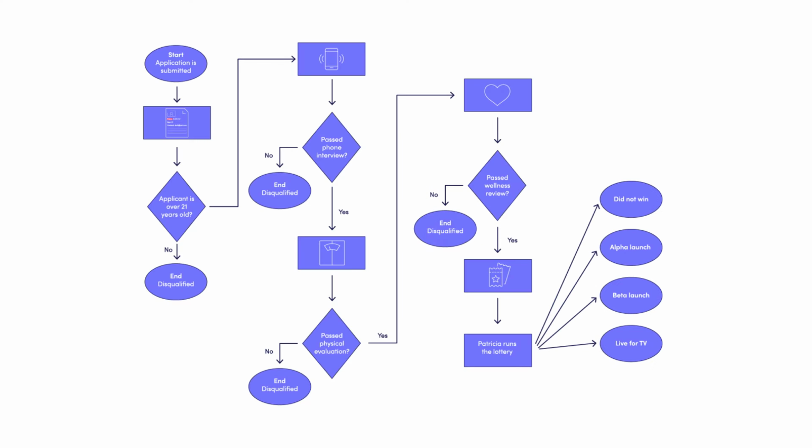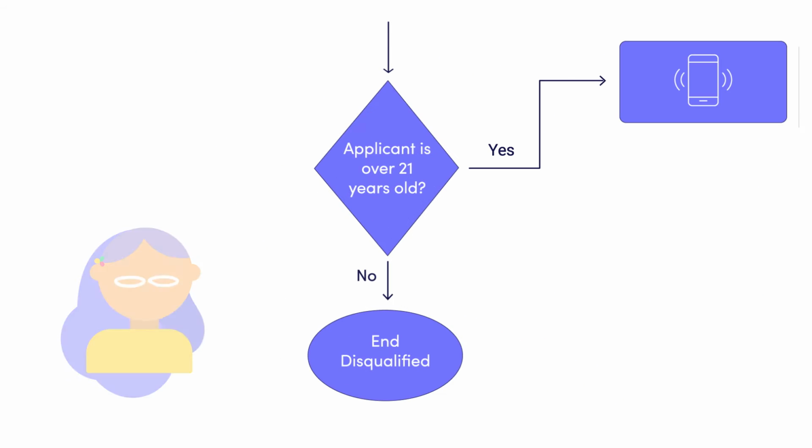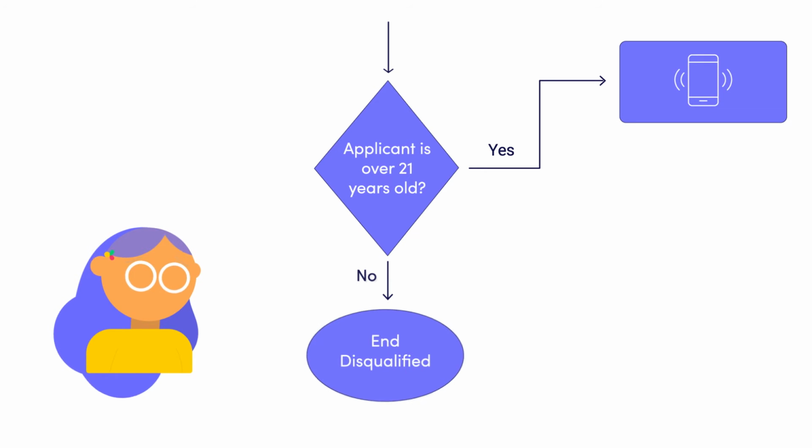Let's go back to Patricia's process map for a moment to refresh our memories. We've dealt with the start of the process and the first step. Now moving on to my first decision point. I have 2 options here. The applicant is either younger or older than 21. If the applicant is younger, he's disqualified. If the applicant is 21 or older, he then enters the qualification process. So how's that going to look on my boards?